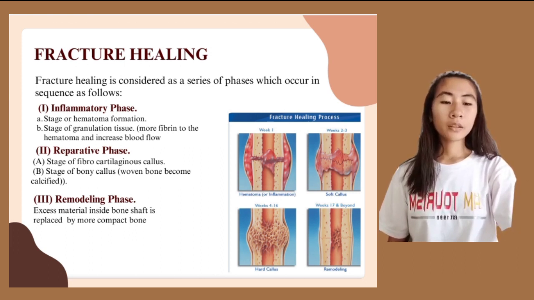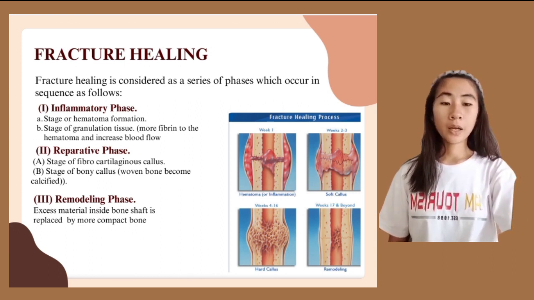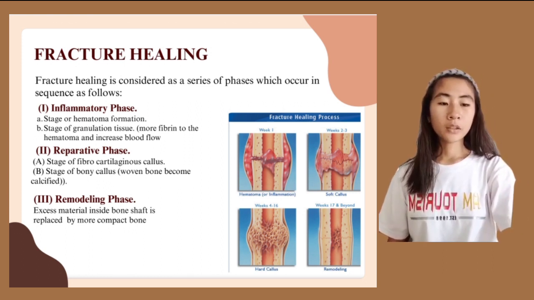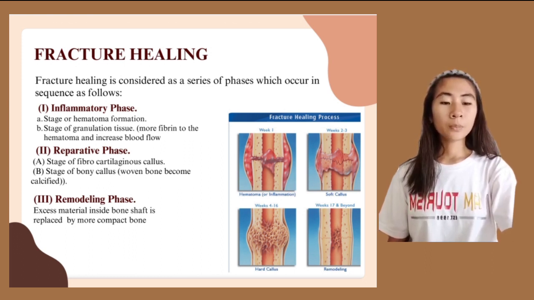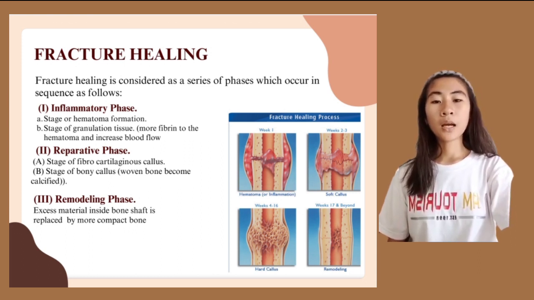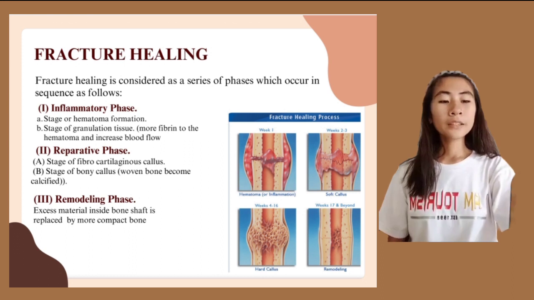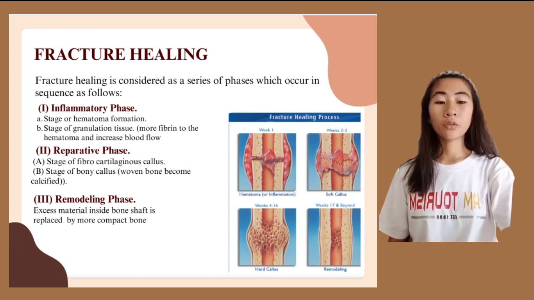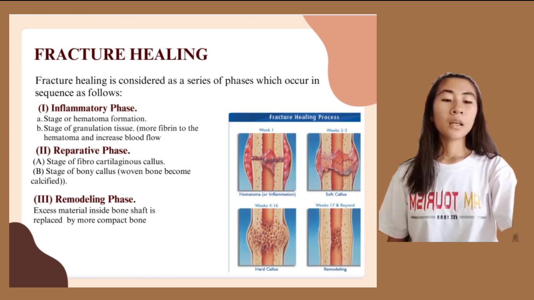The fibrocartilaginous callus is gradually replaced by a bony callus. Osteoblasts, which are bone-forming cells, deposit minerals such as calcium and phosphorus onto the callus. This process leads to the formation of woven bone, which helps bridge the fracture gap and provides further stability. And lastly, we have the remodeling phase.